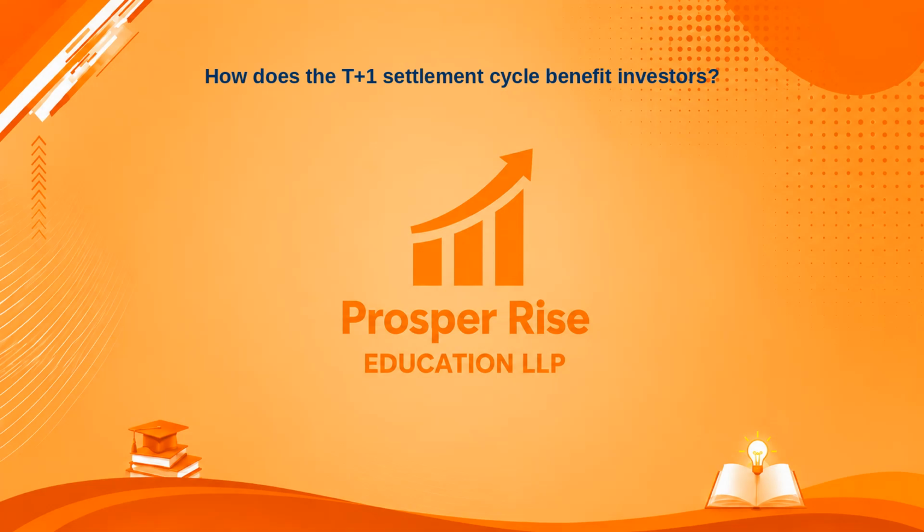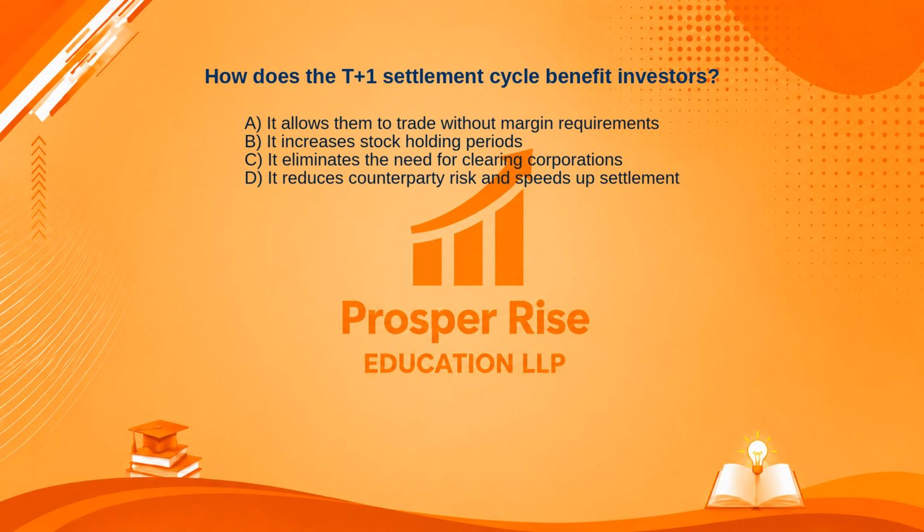How does the T+1 settlement cycle benefit investors? Here are your options. A. It allows them to trade without margin requirements. B. It increases stock holding periods. C. It eliminates the need for clearing corporations. Or D. It reduces counterparty risk and speeds up settlement.